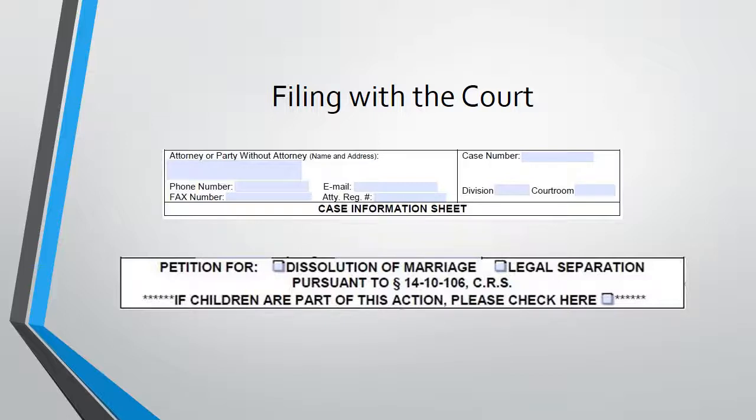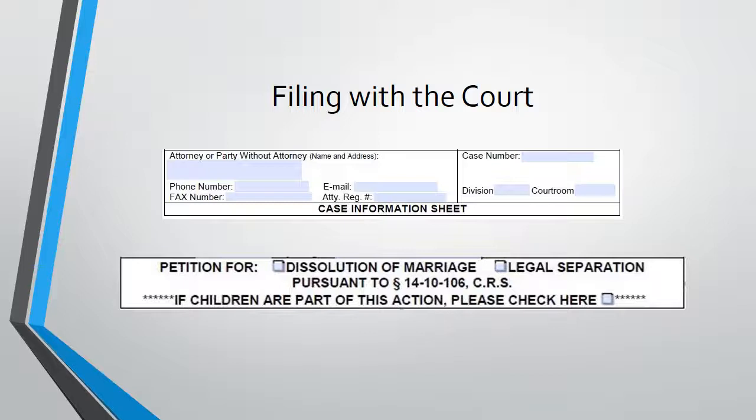There are two documents that are filed in the initial stages of every divorce proceeding in the state of Colorado. The first is the case information sheet, which contains basic information about the parties. It's generally the contact information. The second document is the petition, and the petition is a very important document to divorce proceedings, and it contains the basic information about the particular case at hand.